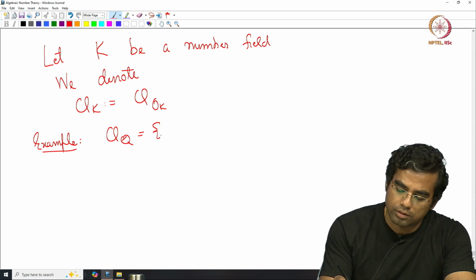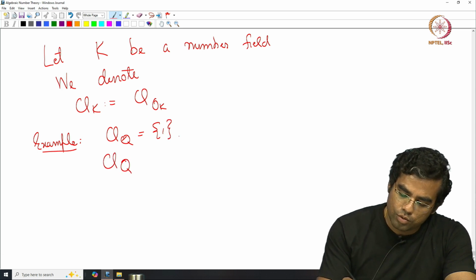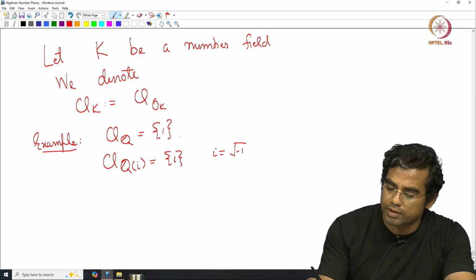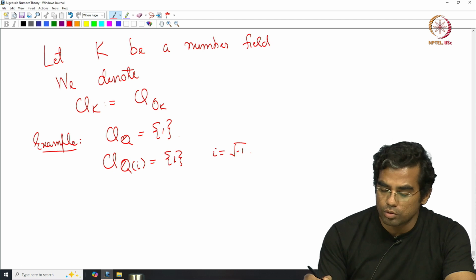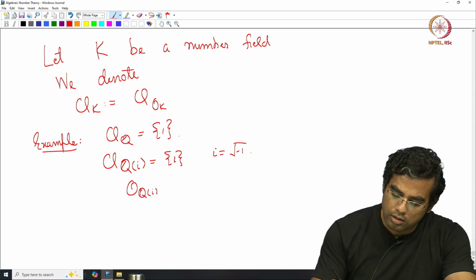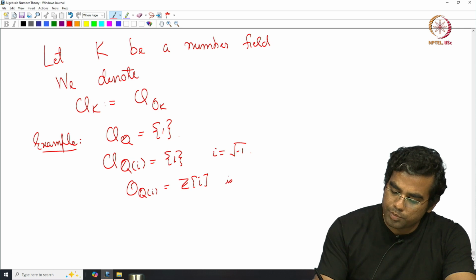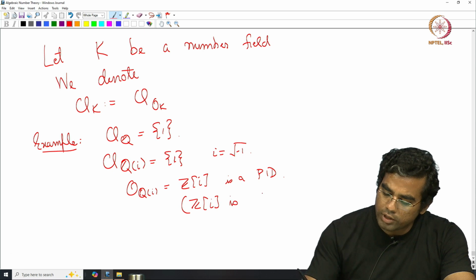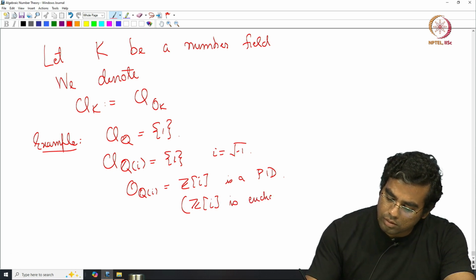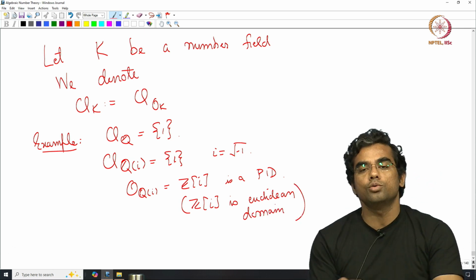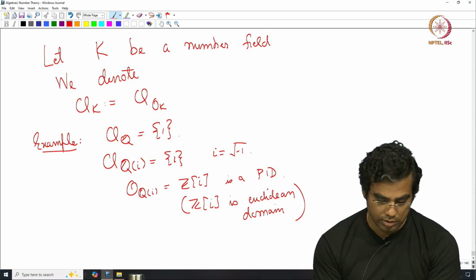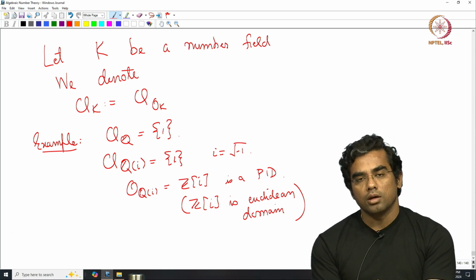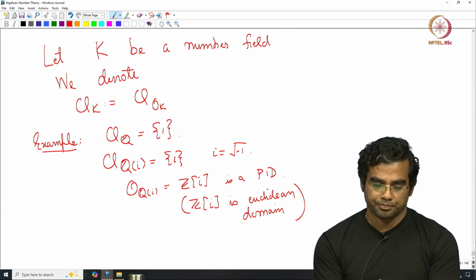CLQ is trivial, right, and CL of Q(i) is trivial, right. i is the square root of minus 1, because we know that O of Q(i) is just Z[i], which is a PID. We know this because in fact Z[i] is a Euclidean domain. So, in particular it is a PID. Any Euclidean domain is also a principal ideal domain, and because it is a principal ideal domain, its ideal class group is trivial. Okay.